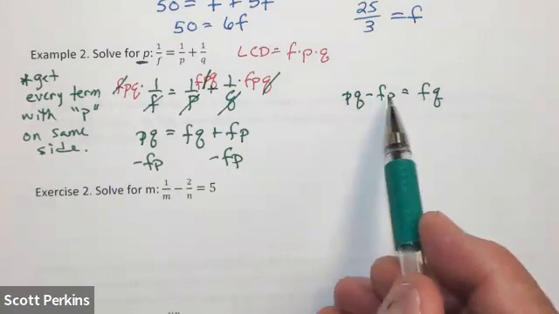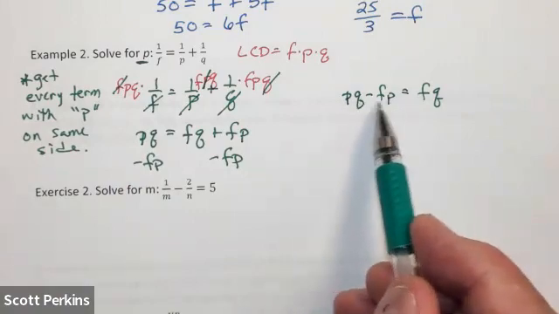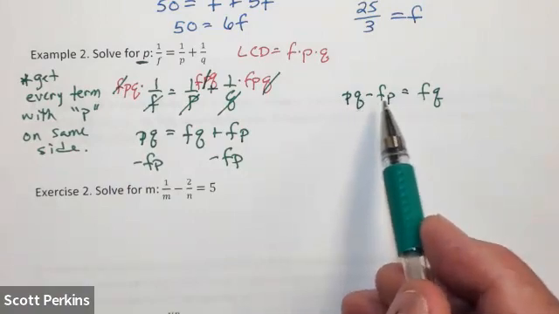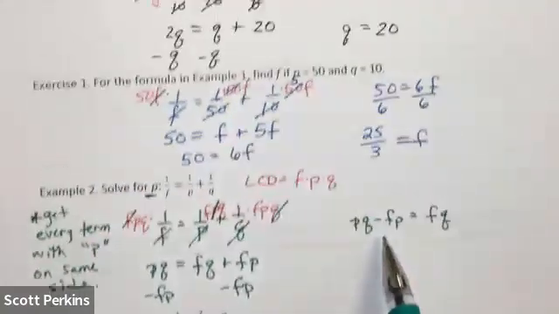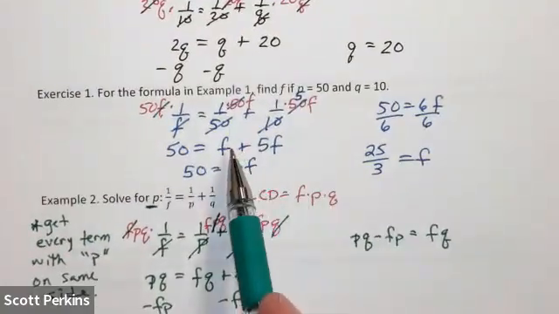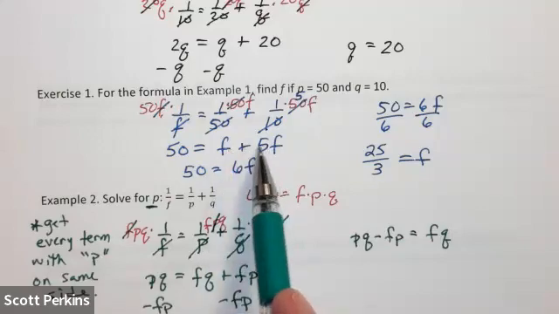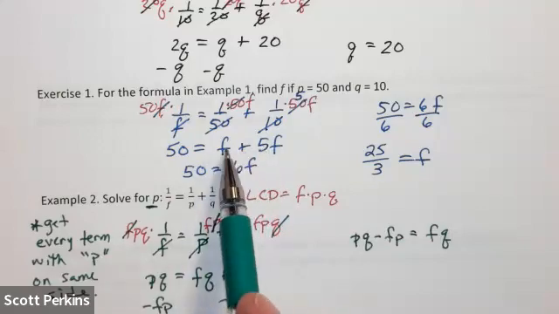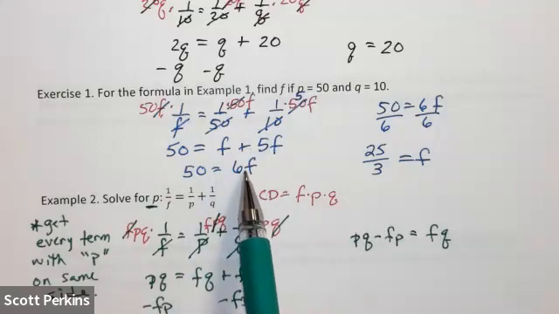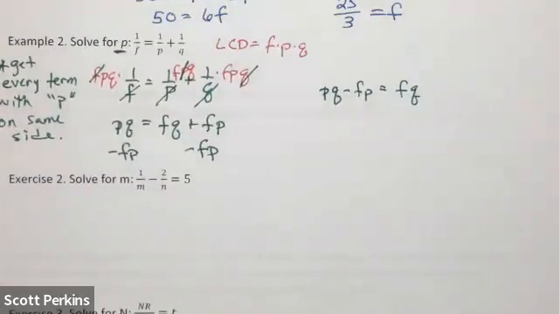Because I have two terms with a p in it, and I can't smush those together to make one thing. Like in exercise 1, when we solved this, we had f plus 5f. We were able to smush those together. They were like terms, so I was able to put those together, so I just had one term and I could divide. Unfortunately, I can't do that here.